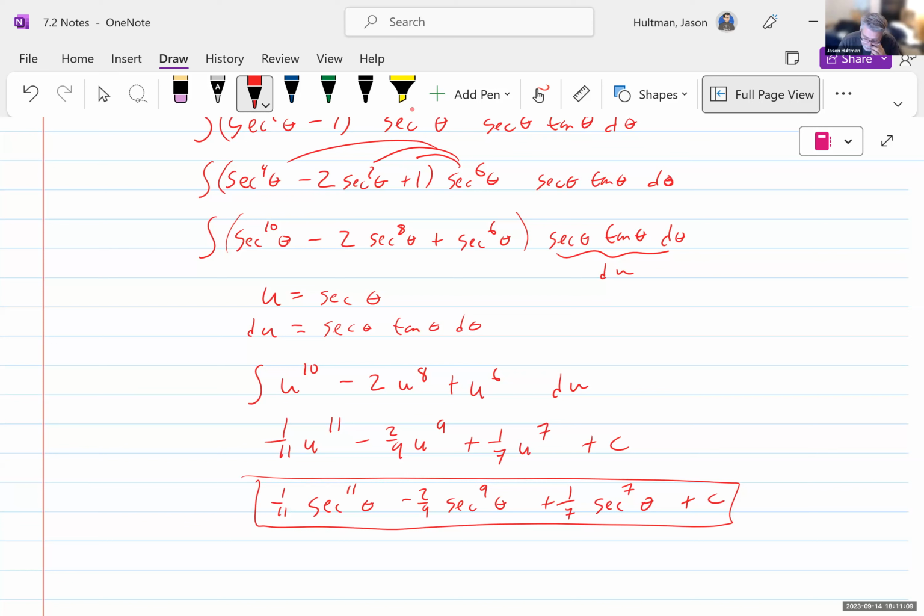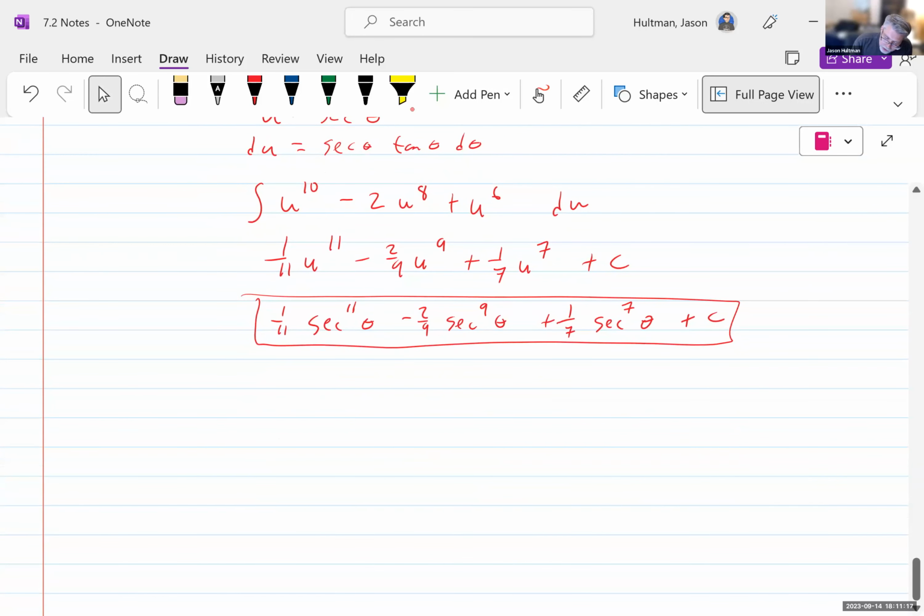Okay, let's take one where tangent is even and secant is even. What happens when tangent is even and secant is even? Let's do number 6. Tangent is going to be to the 6th power, and secant is to the 4th power. What do we do here?